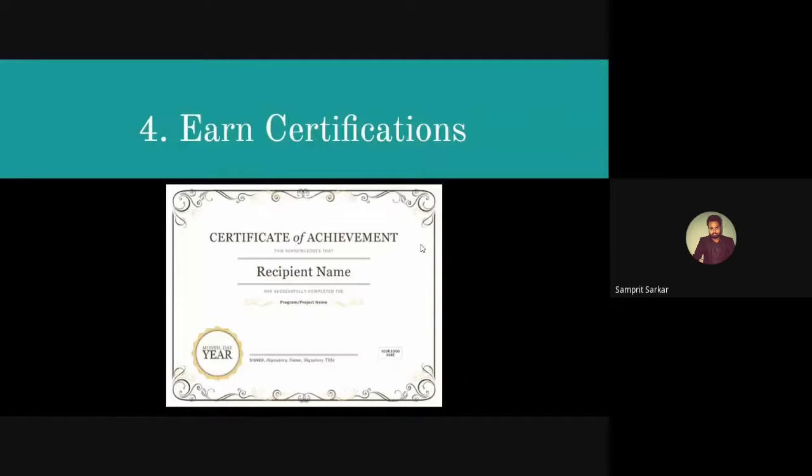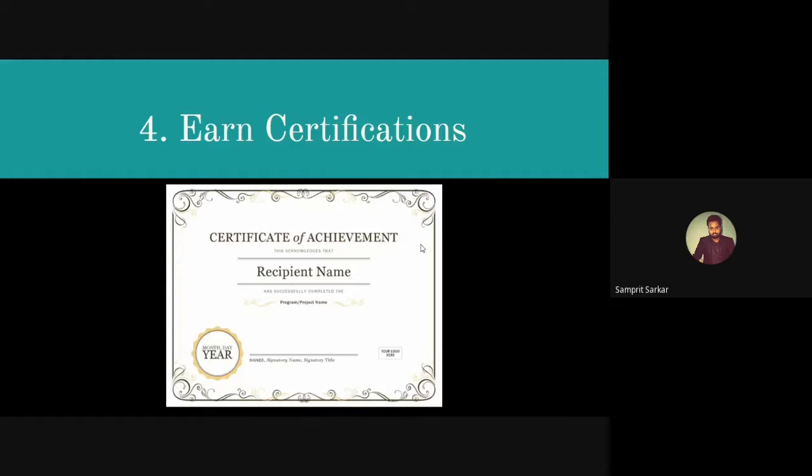Next is to earn a good amount of certificates. There are lots of training institutes in this era that provide free certificates. Don't just directly go to institutes that provide certificates for free. If you are just getting the certificate by paying money, your certificate is of no value.